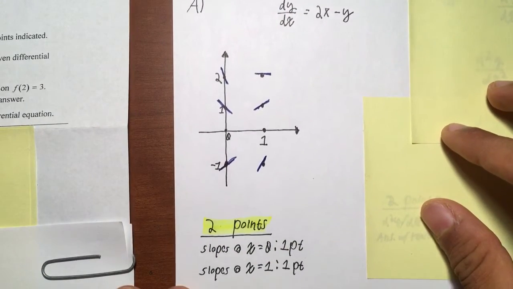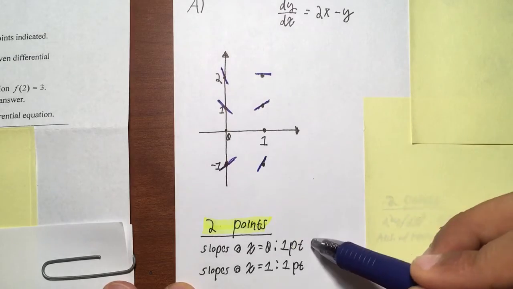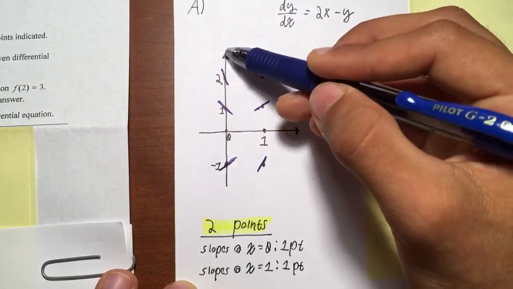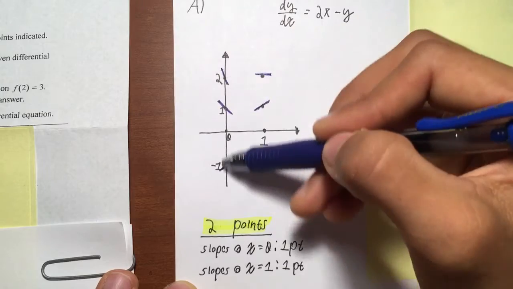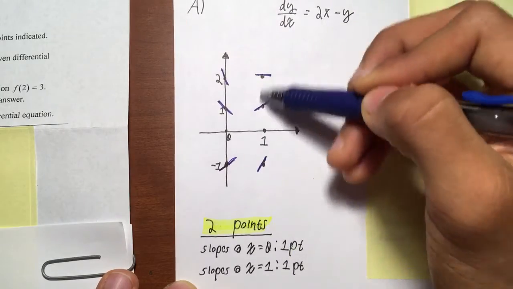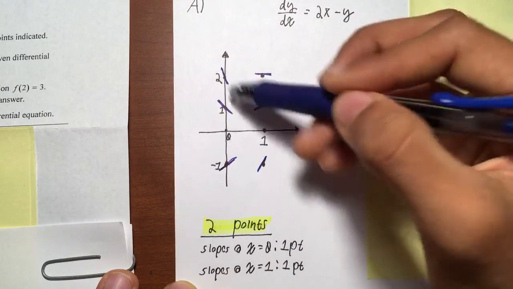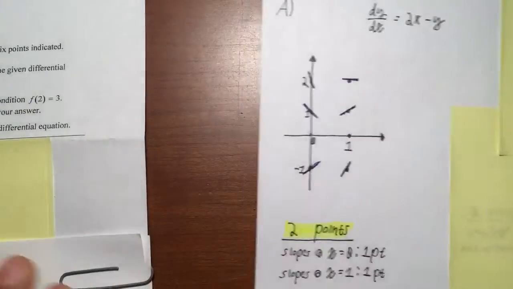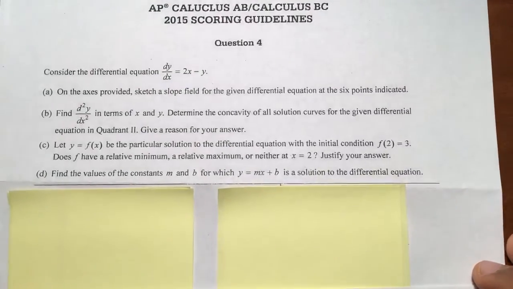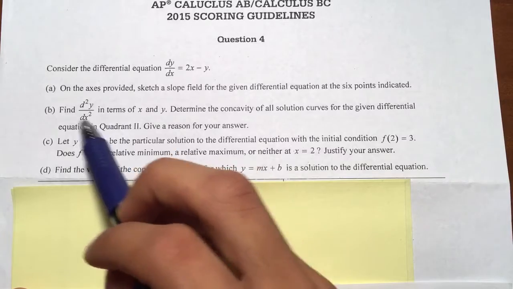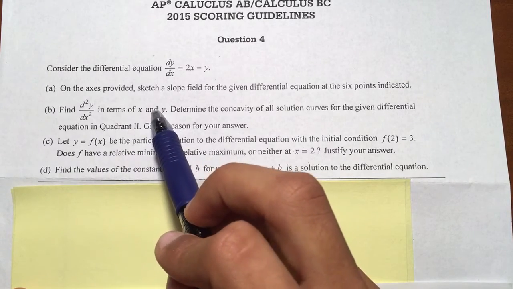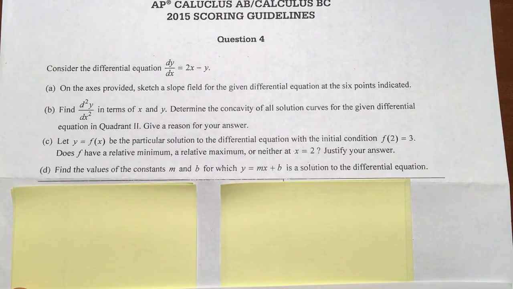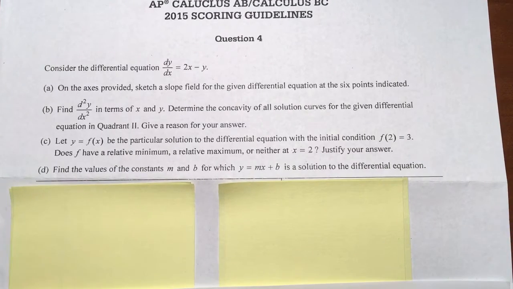This question is worth 2 points. 1 point for all your slopes on the x equals 0 vertical line, and those on the x equals 1 vertical line as well, at your 6 points. Part B is asking us to find the second derivative, in terms of x and y, and to determine the concavity of all the solution curves in quadrant 2.